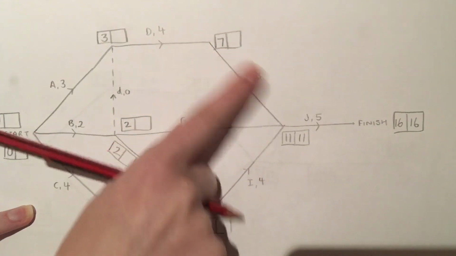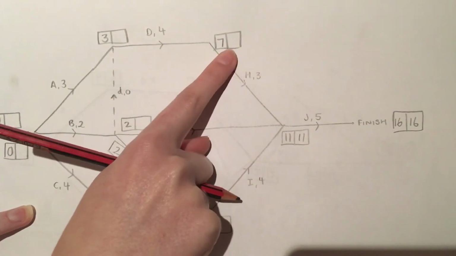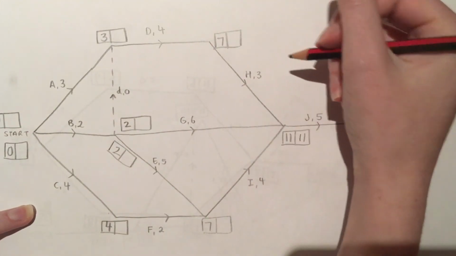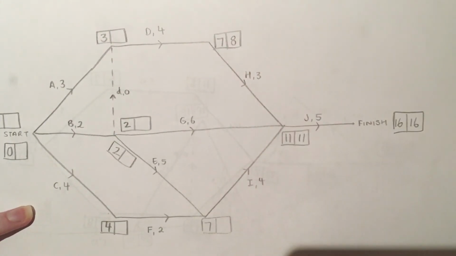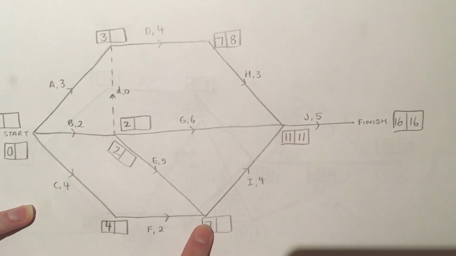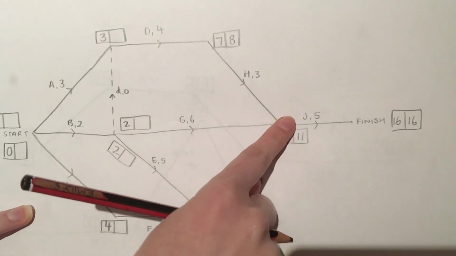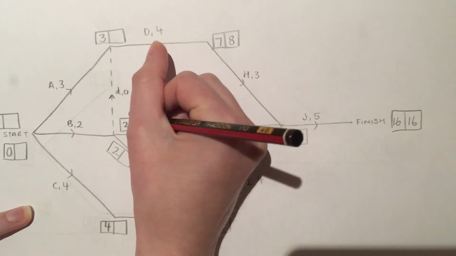To get box H, we need to travel backwards on H. So we're going to go 11, backwards 3 is going to be 8. I couldn't remember how to do 11 take away 3 for a second there. Yes, 8. Okay. If I want to find box I, I've got to go backwards this way. So 11 take away 4 is 7. And then to get box G, I have to go backwards on G. So 11 take away 6 is going to be 5.